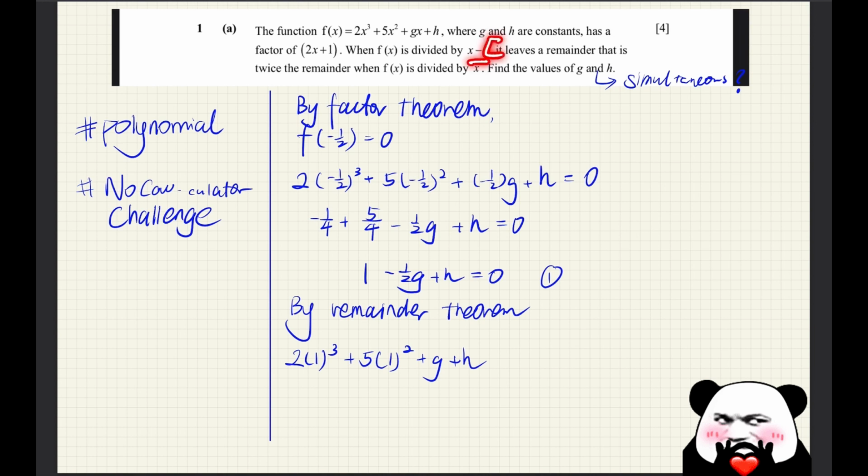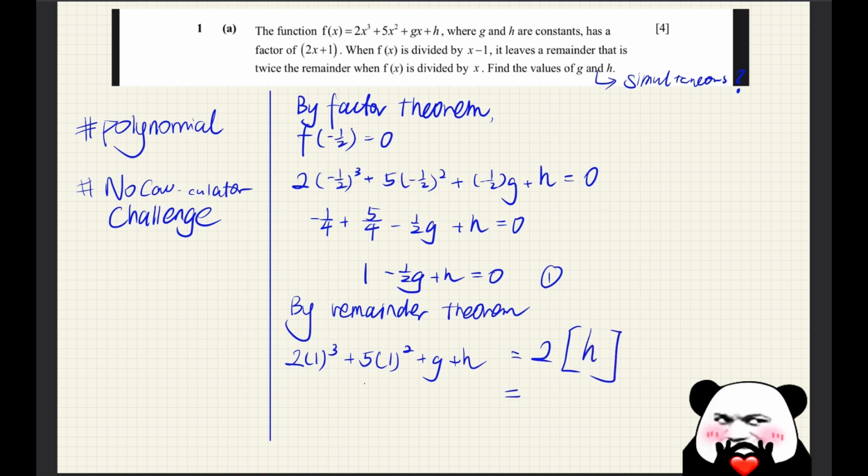This tells us that we can form a relationship, or rather an equation, relating these two. So remainder 1, let's make it remainder 1 equals to twice of remainder 2. Therefore, equals twice, we put a big bracket, when f(x) is divided by x. So in this case x is essentially 0. When it's 0, this would be 0, this would be 0, this would be 0, and the only thing left would be h.